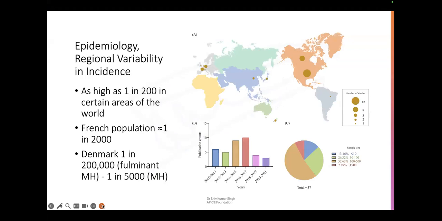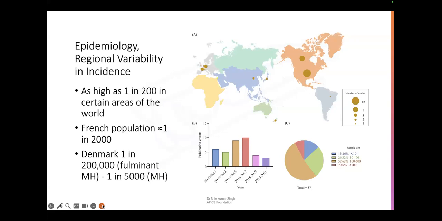So if you look worldwide, there is a lot of regional variability. In some parts of the world, it is as high as 1 in 200. For example, in the French population, it is almost equal to 1 in 2000. And this may be because of better reporting. And then in Denmark, fulminant malignant hyperpyrexia is seen in 1 in 200,000.